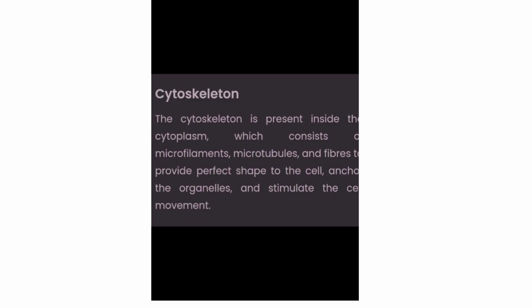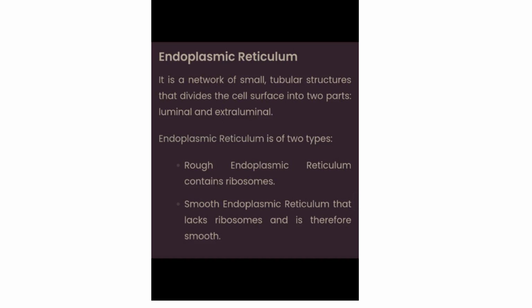Cytoskeleton is present inside the cytoplasm, which consists of microfilaments and microtubules, fibers that provide perfect shape to the cell, anchor the organelles and stimulate movement. Endoplasmic reticulum. It is a network of small tubular structures that divide the cell into two parts, luminal and extraluminal. Endoplasmic reticulum is of two types. Rough endoplasmic reticulum contains ribosomes, while smooth endoplasmic reticulum lacks ribosomes and is therefore smooth.